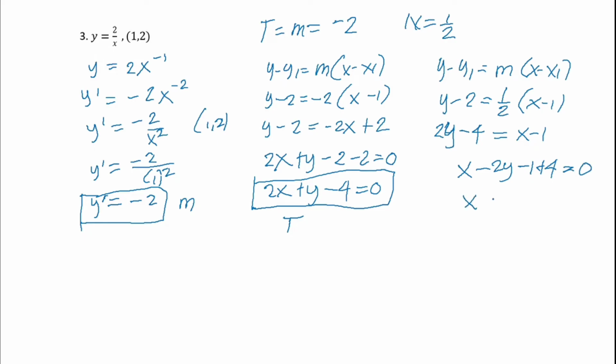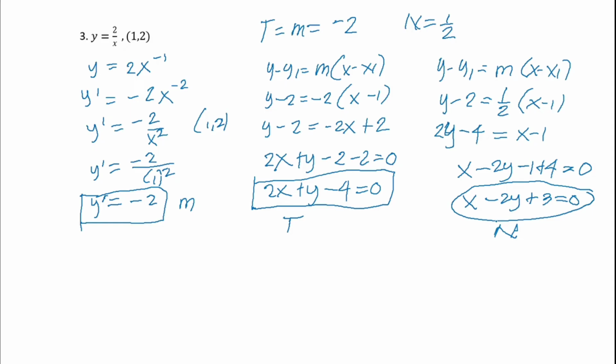So x minus 2y plus 3 is equal to 0. So this is the equation for the normal of this problem. Again, first get the slope by substituting the given point, and that is the slope of the curve. Since the tangent is equal to the slope of the curve, just simply substitute, and for the normal, that is the negative reciprocal of the other. So that is number 3.